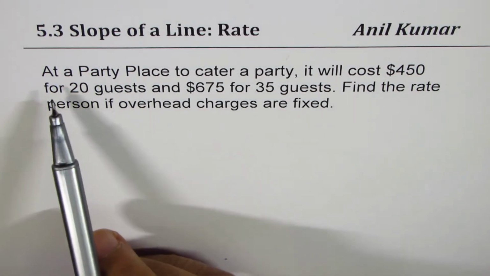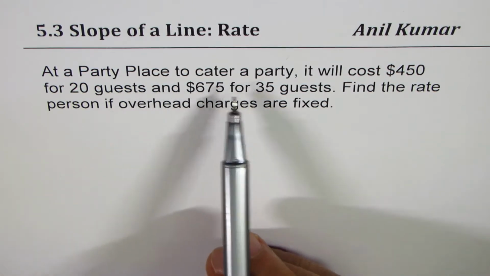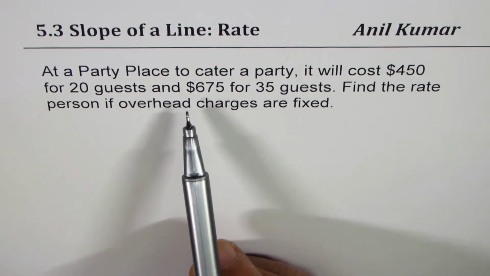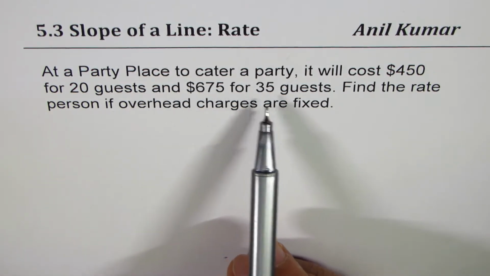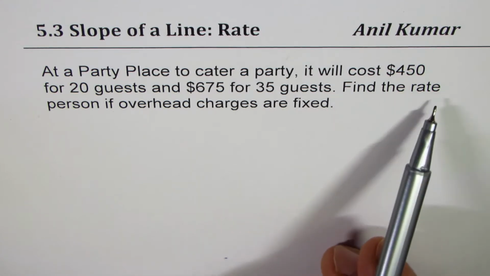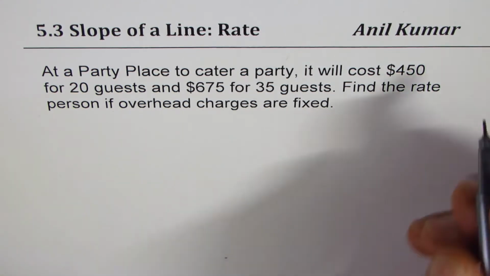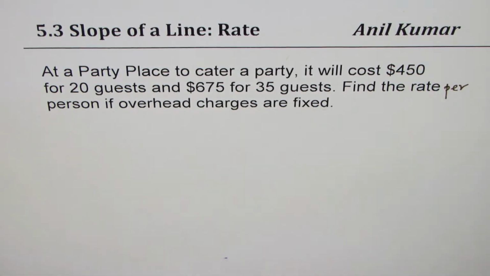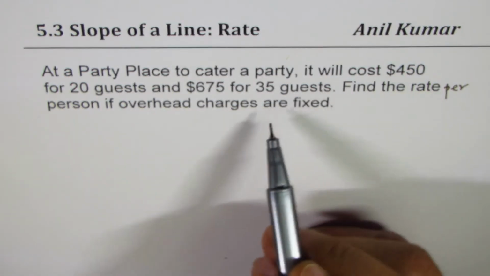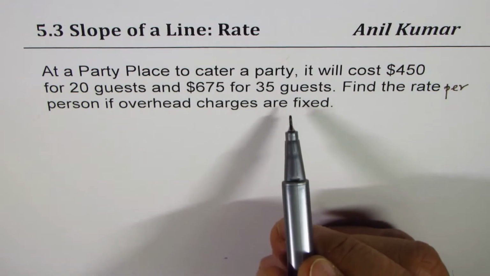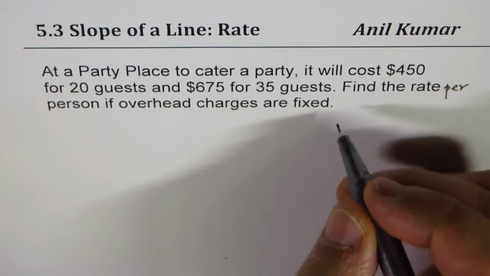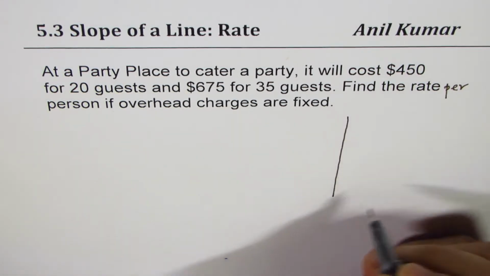The question here is: at a party place, to cater a party, it will cost $450 for 20 guests and $675 for 35 guests. Find the rate per person if overhead charges are fixed. So we are assuming a linear rate in this particular case, and we are assuming a fixed overhead cost as given in the question. So let's look into this situation with the help of a graph.